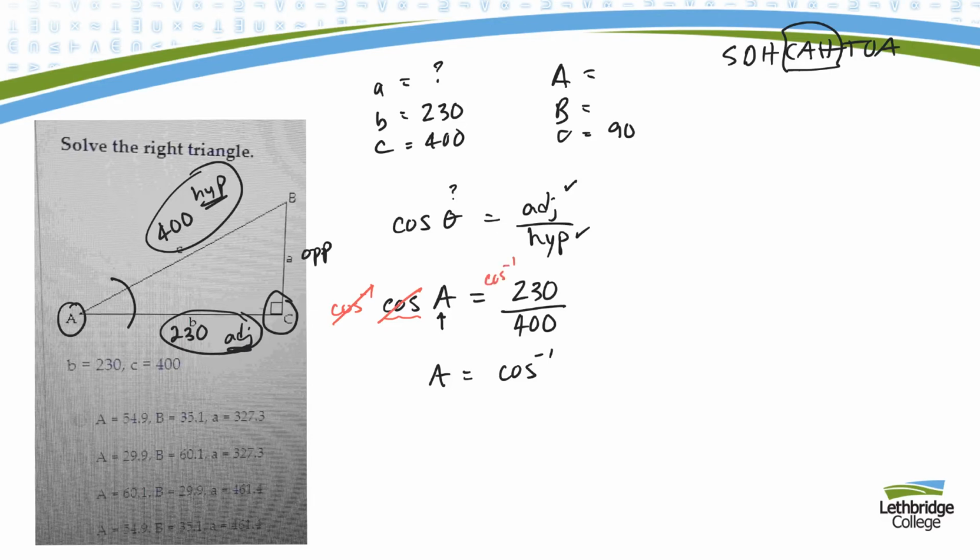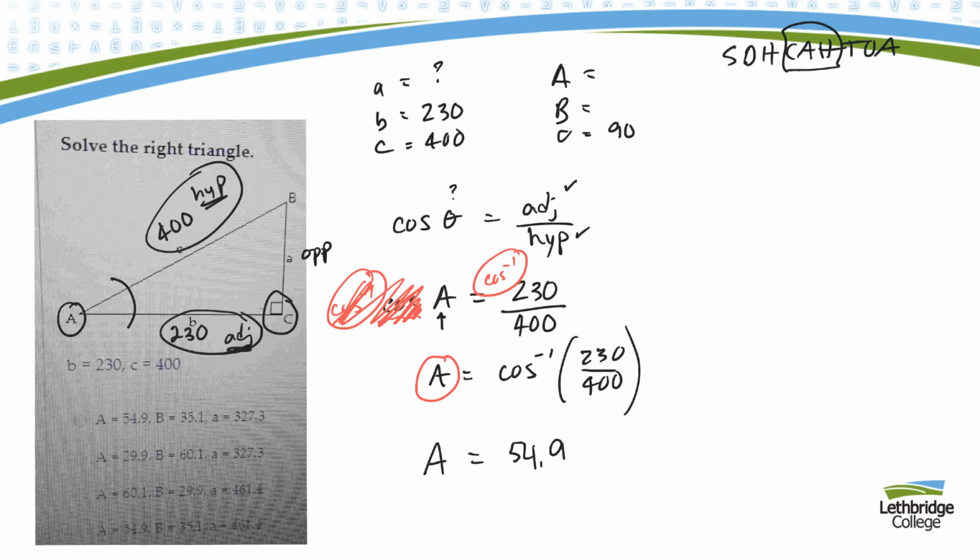If I take the arc cos, these two cancel, leaving me with just an A, which is what I want. But then if I take the arc cos on the left side, I have to take the arc cos on the right side. So I have to take the arc cos of 230 over 400. Let me do that on my calculator. So when I do that, angle A turns out to be 54.9. And it looks like they want one decimal place.